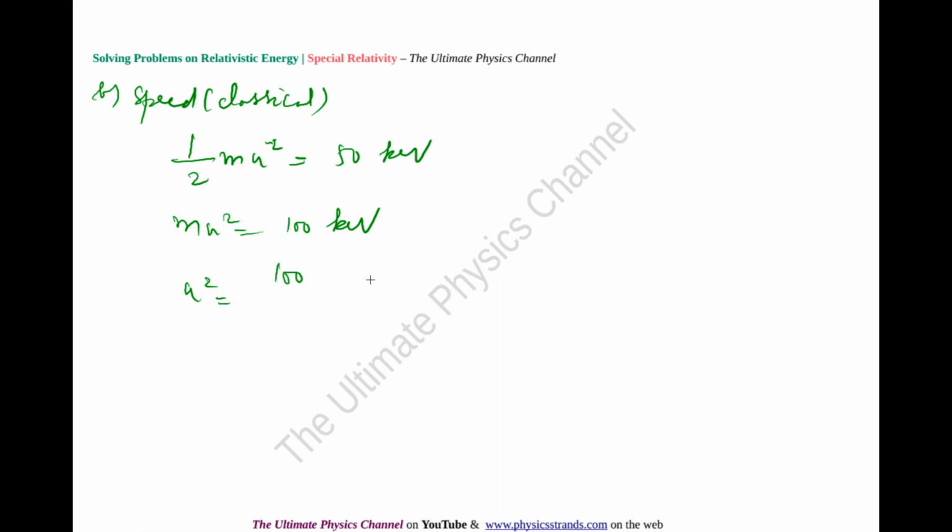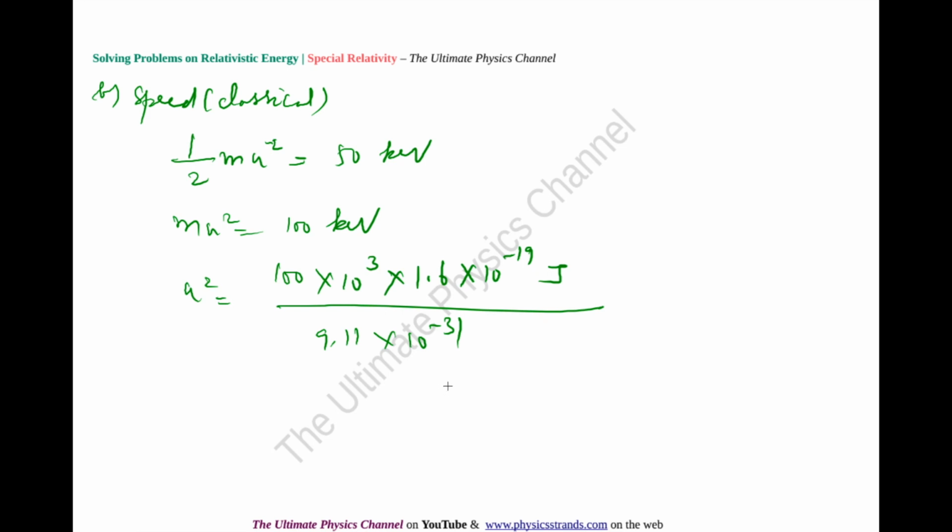So u squared is 100 keV over the mass. I convert into joule units because I have the mass of the electron. So it is 100 times 10 power 3 eV. Again, I convert that into joules by multiplying by 1.6 into 10 power minus 19, and that is over the mass. The mass here for the electron is 9.11 into 10 power minus 31 kg.